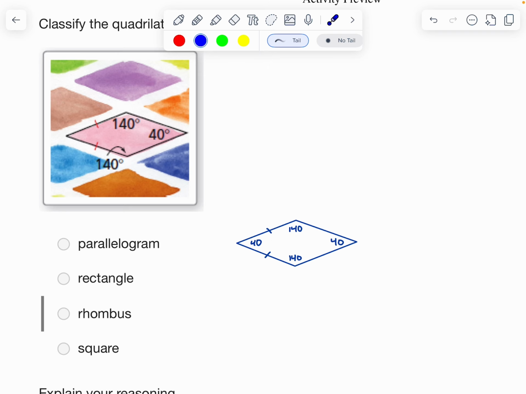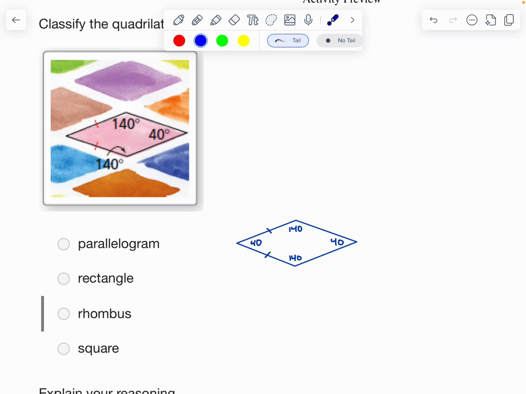I know I'm dealing with a parallelogram, but what else do I know? Well, in a parallelogram, opposite sides are congruent. So that side has to be congruent to that side. And this side has to be congruent to this side. They all have the same mark. They are all congruent to each other. That's 4 congruent sides, rhombus.